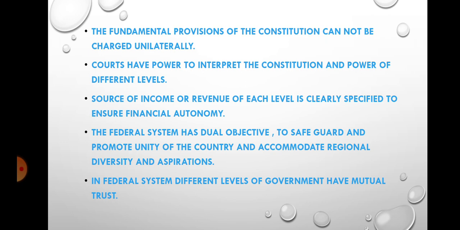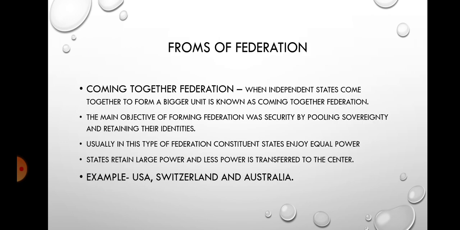The federal system has dual objective. One, to safeguard and promote unity of the country and accommodate regional diversity and aspirations. In federal system, different level of government has mutual trust. These are some features of federalism.